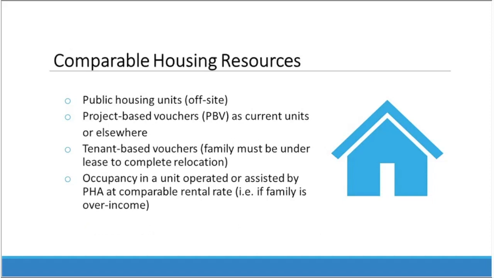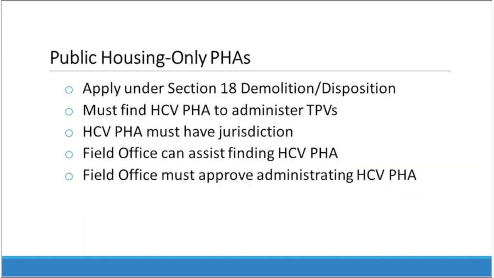Comparable housing resources. So again, keeping in mind relocation, if folks have to move. Public housing offsite is an option if you've got room in your portfolio. Current project-based voucher units elsewhere, either that you control or maybe that someone else controls, but you're the HAP contract holder. Tenant-based voucher assistance to help families move into the private market, or occupancy in units operated by a nonprofit or someone else. Keep in mind here the income requirements of Section 8 if folks are moving with their tenant protection voucher, so they do have to be eligible for that tenant protection voucher.